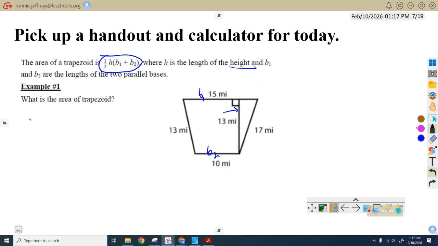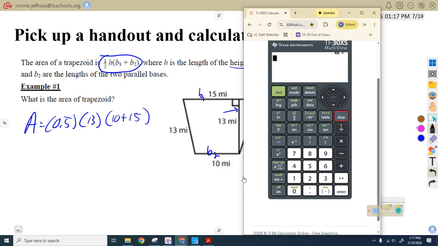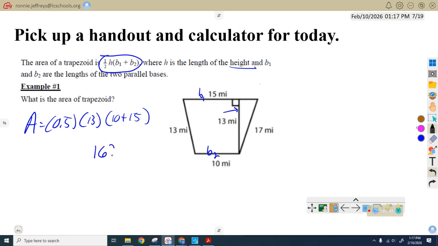Alright, so times 10 plus 15. Now, you don't have to actually write it like that, you know, type it in the calculator. Alright, so 10 plus 15 is 25, which is not as funny as 24. So we get 162.5 miles squared.